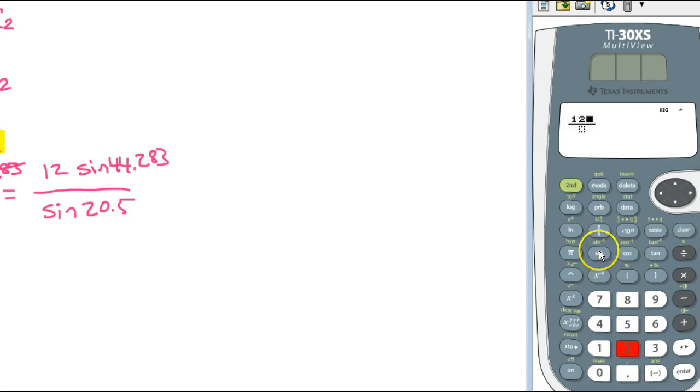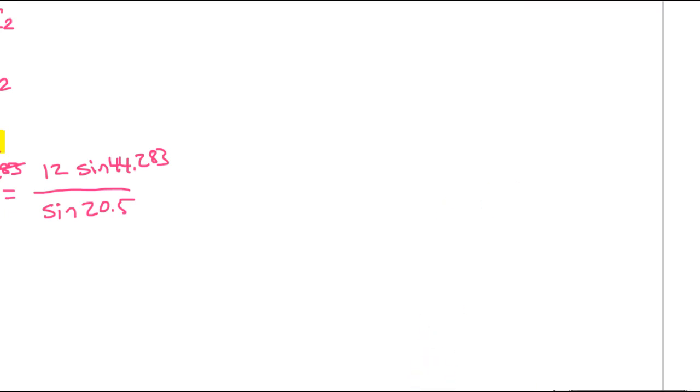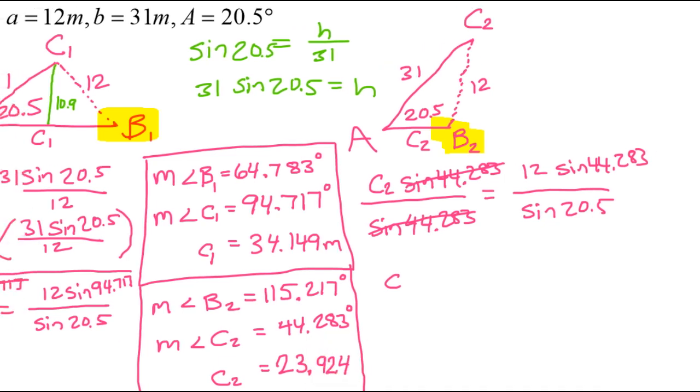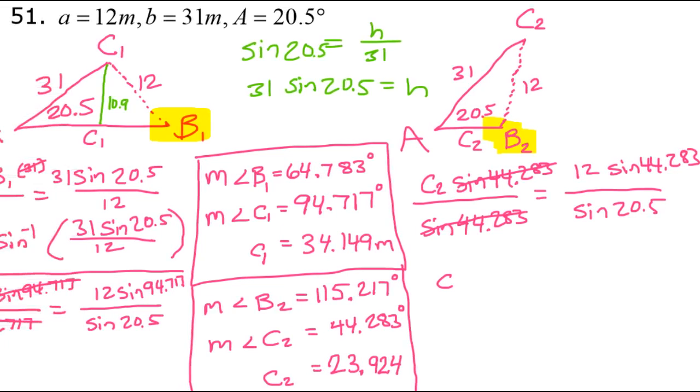So that's 12 sine 44.283 over sine 20.5. So that's 23.924. And that's it. We found everything that we needed for number 51.